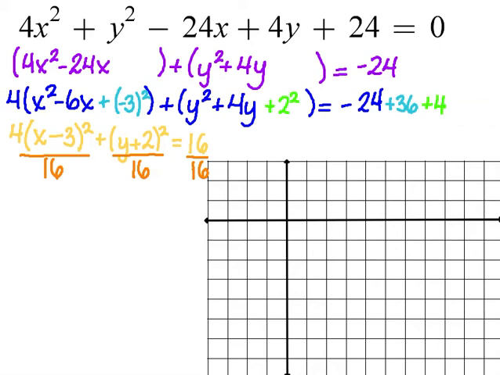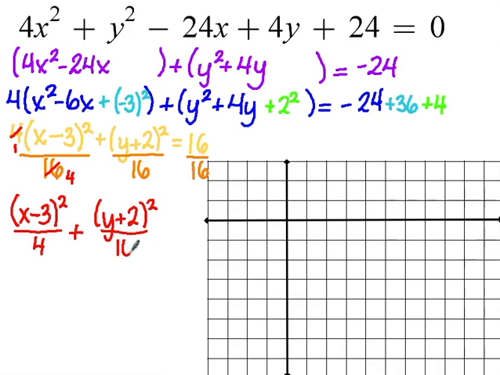Now here, if I look at this, I've got a fraction. So I'm going to do 1 and 4. So this really becomes (x minus 3) squared over 4. Now this next one is (y plus 2) squared over 16. And that's going to now equal 1. So now I can graph the problem. My center is at 3, negative 2. So 1, 2, 3, negative 2. There you go.